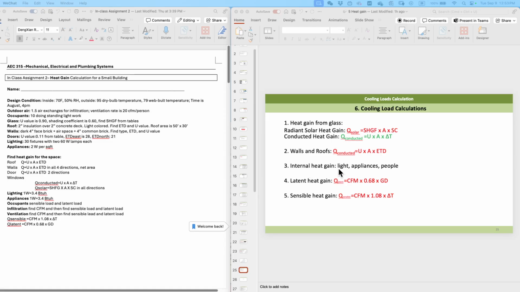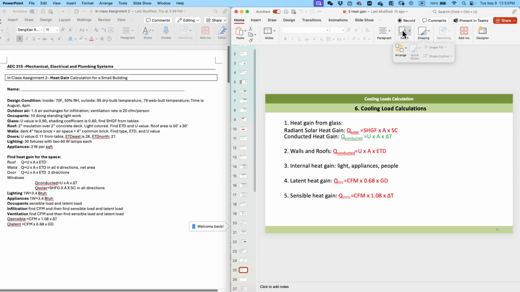And internal heat gain includes lighting, appliances, and people. For the watts, it is 3.4 BTU per watt. So when you want to know the design heat gain from lighting and appliances, you first need to know the total watts and then multiply by 3.4 BTU per watt.